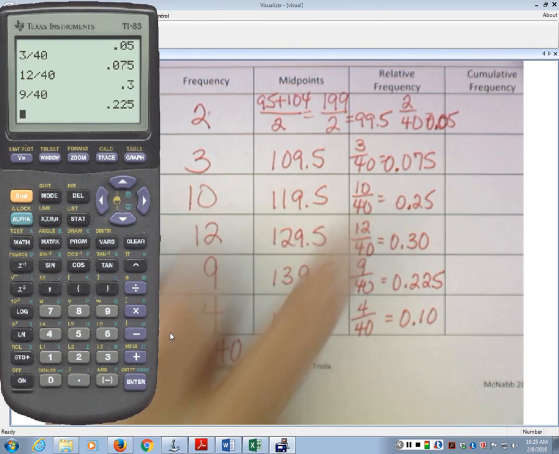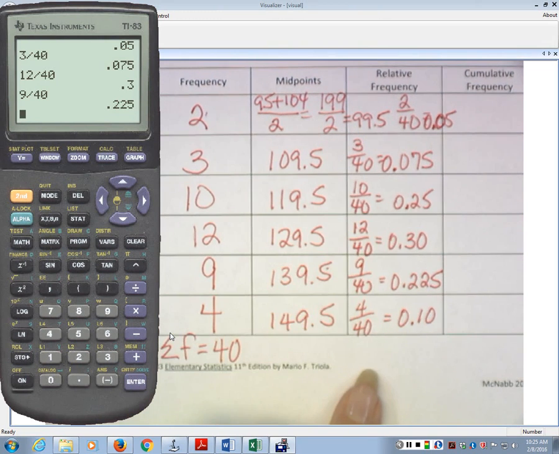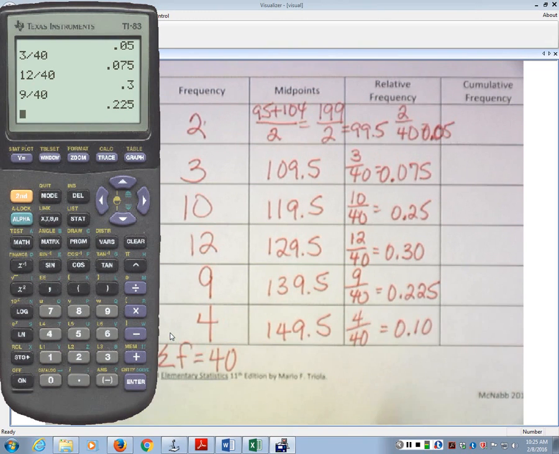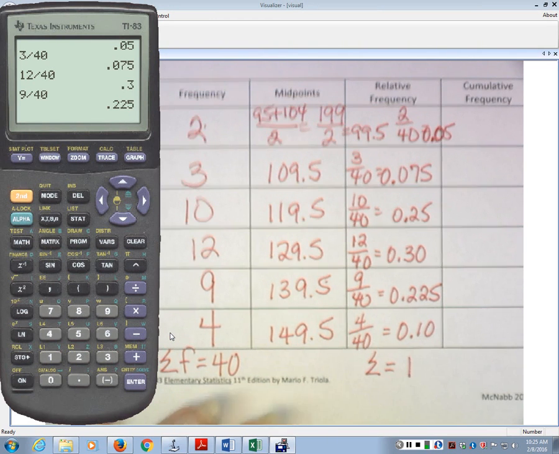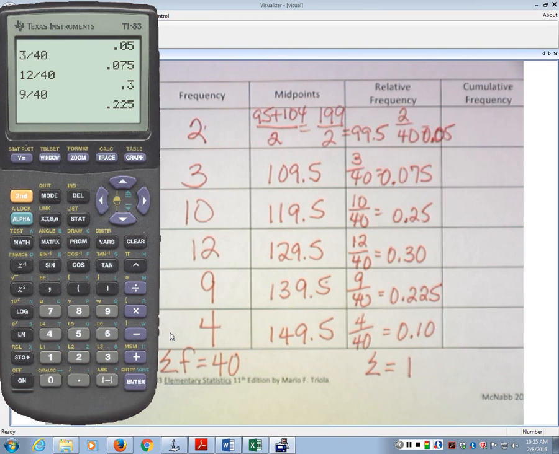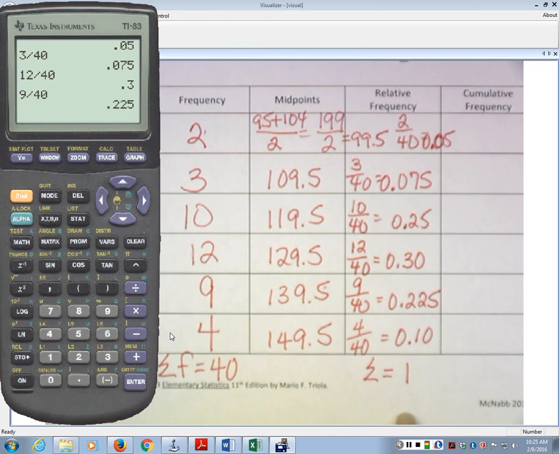And if you add up the fractions, you should get 40 over 40, and if you add up the decimals, you should get 1. The sum of the relative frequencies should always be 1, because that's 100% of the data. That's all of the data.